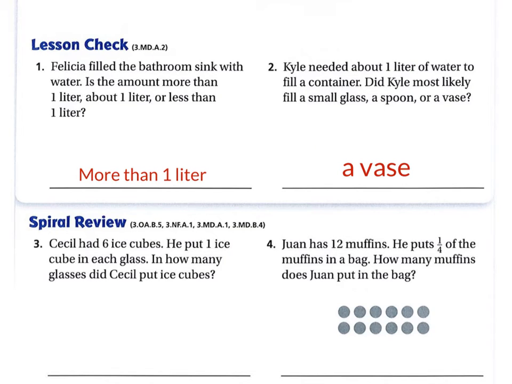We should also eliminate spoon because my goodness, a spoon is so much smaller than a liter. So our only option is a vase. If you've ever seen flowers in a container, it might be glass, it might be plastic, it might be see-through, or it might be painted a color. That container that holds flowers, that is a vase. So a vase is definitely about the size of that larger water bottle we keep talking about. So a vase is about a liter.